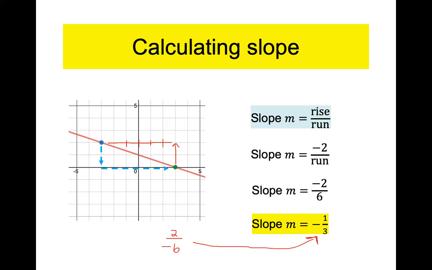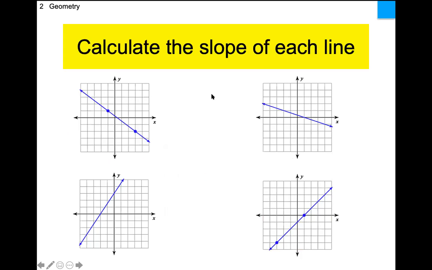The only way you can mess this up is if you forget the direction that you're going. Remember, if you go up, that's positive. If you go down, it's negative. If you go to the right, that's positive. If you go to the left, that's negative. I always go left, not because it's better, right? I'm just a creature of habit, left to right. All right, any questions on slope?